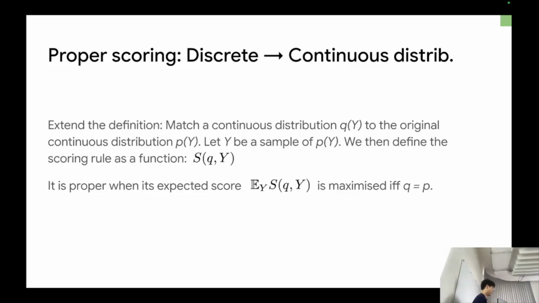So for training this, again, we need to extend our definition of proper scoring from discrete to continuous distributions. The way you represent a continuous distribution in many cases is by writing down the PDF, the density function. So let's say Q of y is the predicted density function, and P of y is the true density function. Then we can define a scoring rule S of Q and y, and we say it's proper when the expected value of this under the true distribution of y is maximized if and only if Q is equal to P.